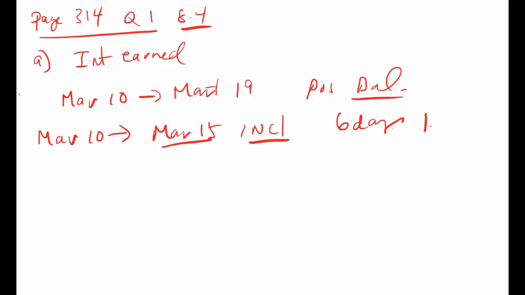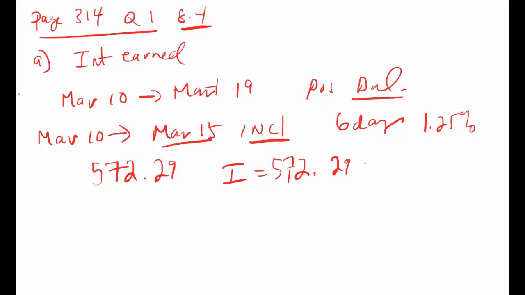The interest is 1.25%, because that's what you get on positive balances. The balance on the 10th is 572.29. So the interest is I equals PRT, which is 572.29 times 1.25% times 6 days out of 365. And that will give you on your calculator 12 cents.